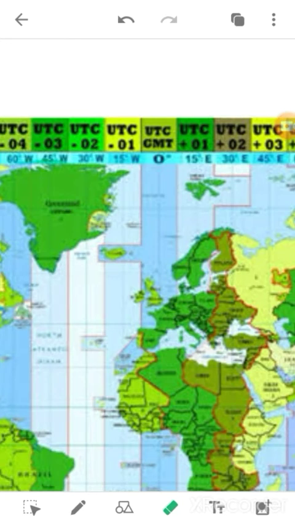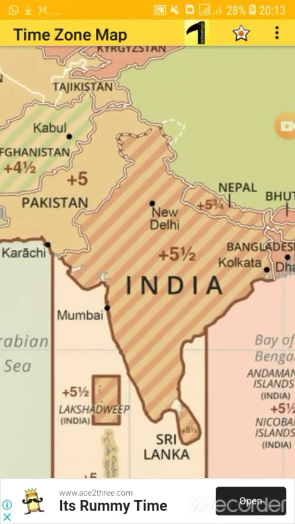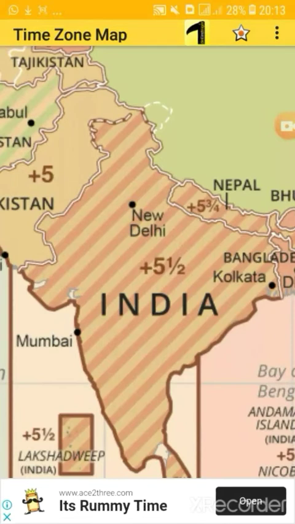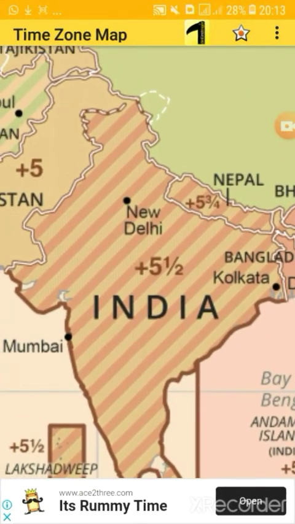For example, we will see the time zones of India. Our country, India, falls into the UTC plus 5:30 hours time zone. Look here. The Indian Standard Time, that is the IST, has been decided according to the 82 degree 30 minute east longitude. Look at this longitude.